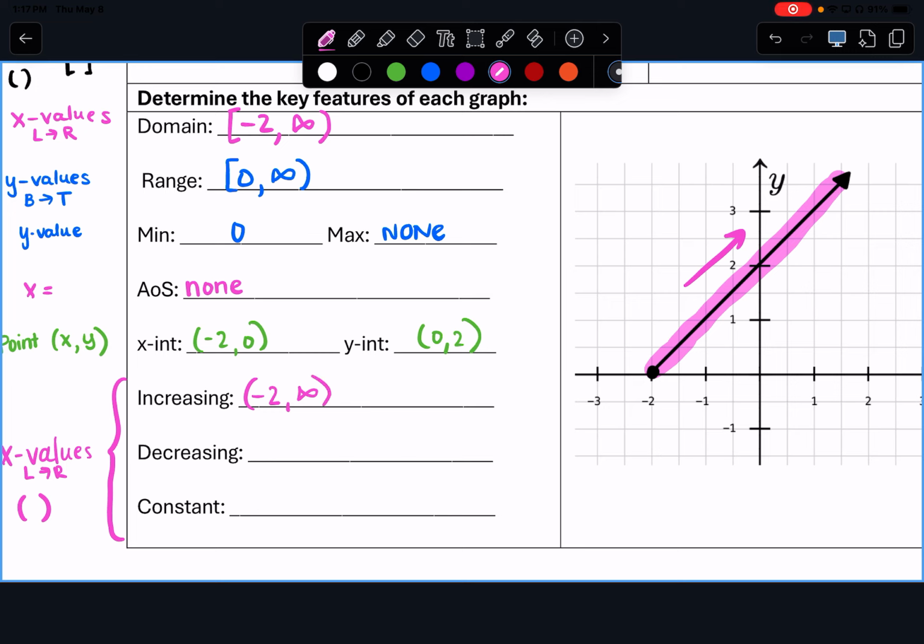Does that graph ever decrease? So we just put none. Is that graph ever constant? No. So we just put none.